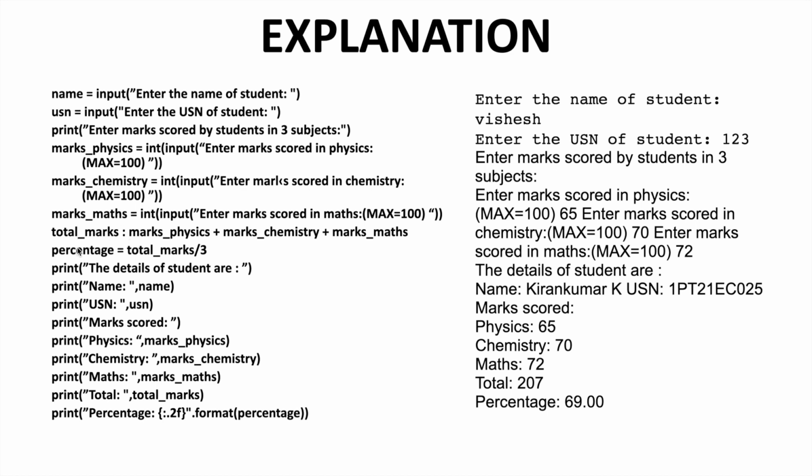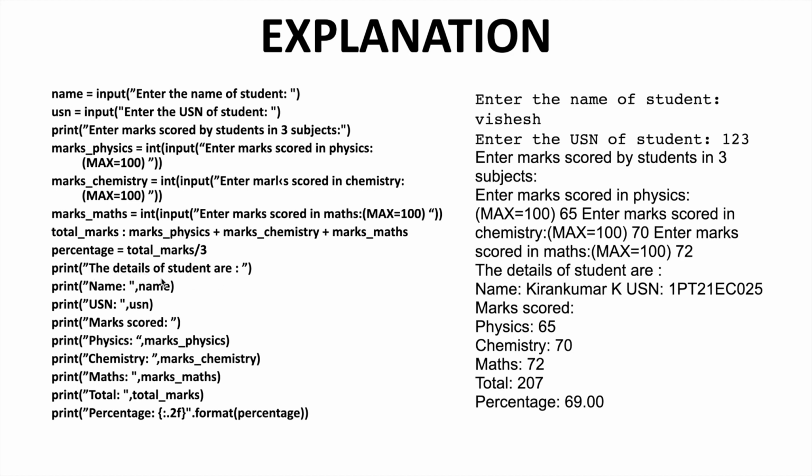Now how to calculate the percentage? The formula is total marks divided by 3. You have already calculated the total marks, stored in the variable total_marks. I will take that value and divide it by 3. That will give the percentage. Once I calculate the percentage, I print all the details, including the marks, percentage, name of the student, USN, and so on. For every detail, I am using the print statement. You know that the print statement will print the details on the screen.